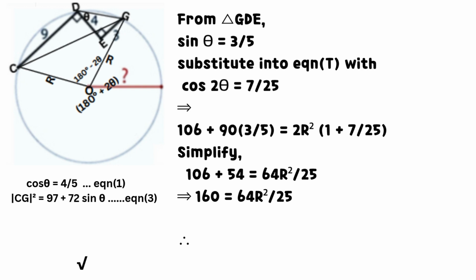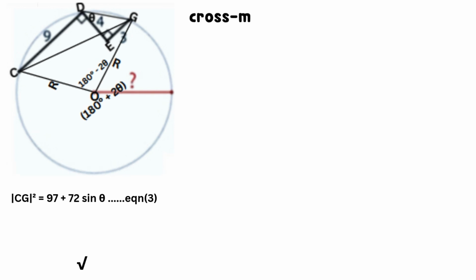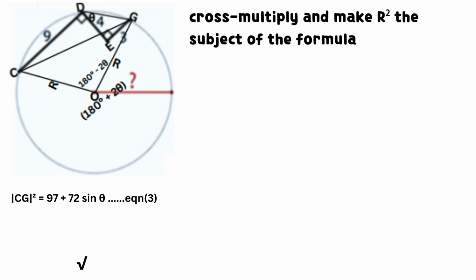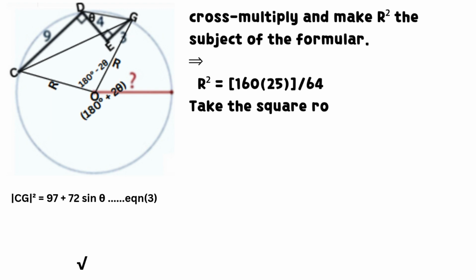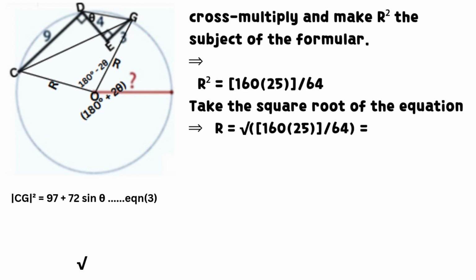Simplify. We have that the sum of 106 and 54 equals the product of 64 and the square of r, all divided by 25. Hence, 160 equals the product of 64 and the square of r, all divided by 25. Cross-multiply and make the square of r the subject of the formula, so that the square of r equals the product of 160 and 25, all divided by 64.